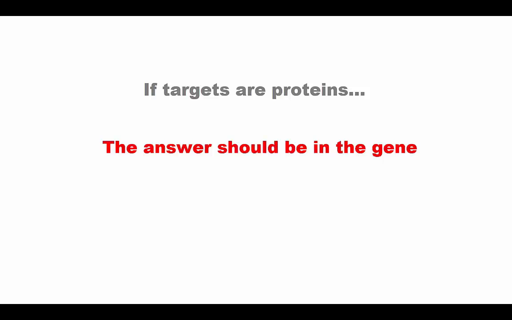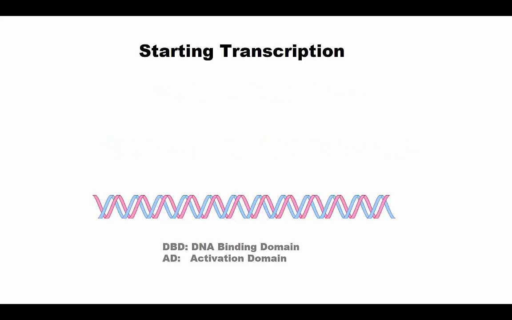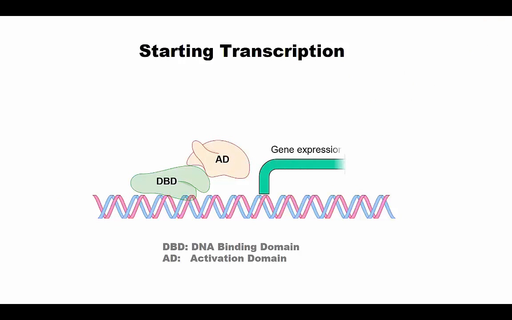One of the possibilities is utilizing three hybrid systems. So what is a three hybrid system? Let's review transcription. When we studied the transcription mechanism, we said we need one DNA binding domain and an activation domain to bind together, and then gene expression can start.